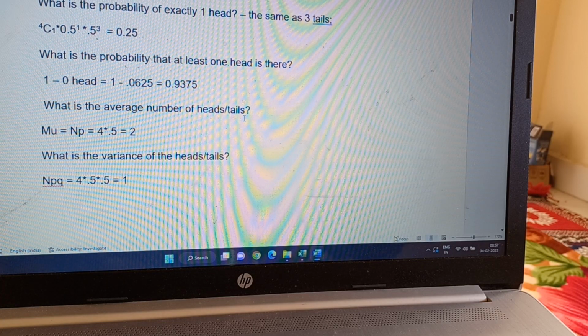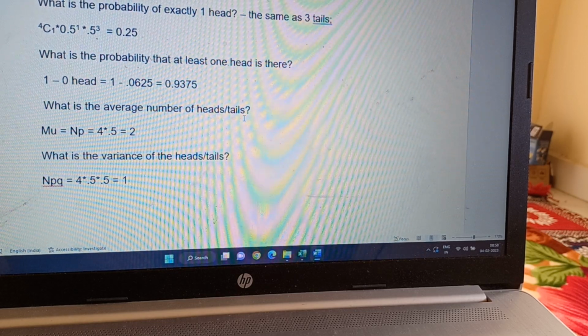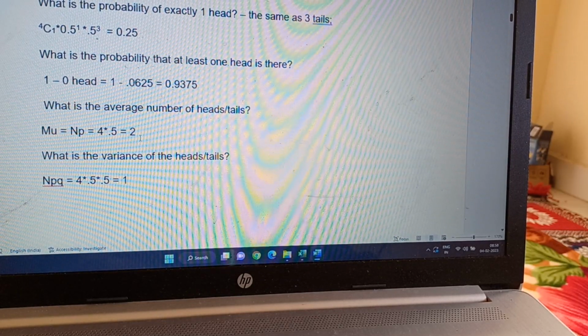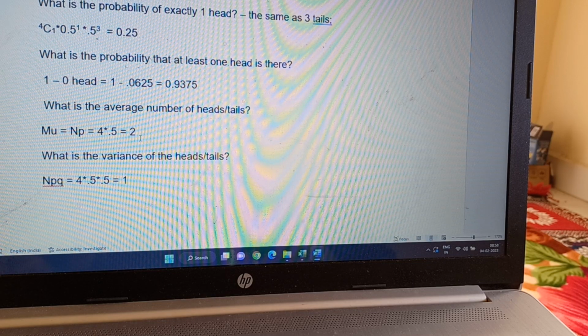Then we go to the mean. So since we had n equal to 4 trials, what is the average number of heads or what is the average number of tails that we can calculate? So the mean is np, n times p, which is equal to 4 times 0.5, which is equal to 2. So it is common sense that if we toss a coin 4 times, the average value will be that 2 times there will be head and 2 times there will be tails if the coin is fair or unbiased or balanced.